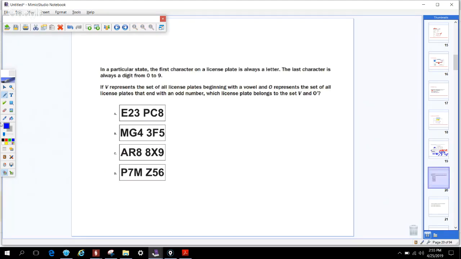Let's look at this problem. This is one of the easiest ones, but let's take a look. Some of you missed this little teeny weeny line right here. What does this little line mean? Not. Fantastic. This little line means not. Here it says, in a particular state, the first character is always a letter and the last character is a number. V is anything that starts with a vowel. O is anything that's odd. We want to know what is V and not O. Take 15 seconds, talk to your neighbor, figure this one out.